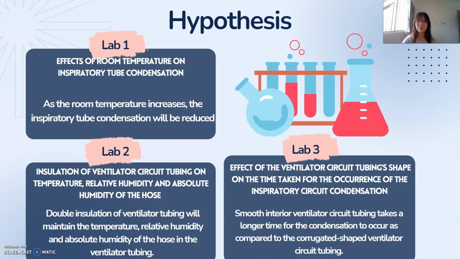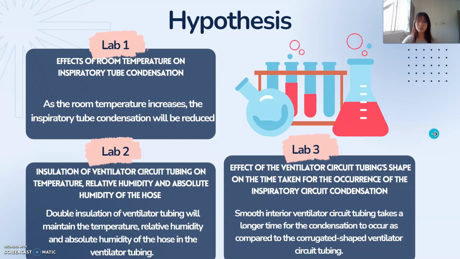For the second experiment, the effect of insulation of ventilator circuit tubing on temperature, relative humidity, and absolute humidity of the gas in the ventilator tube circuit will be investigated. The assumption for this experiment is that the double insulation of ventilator tubing will maintain the temperature, relative humidity, and absolute humidity of the gas in the ventilator tubing.